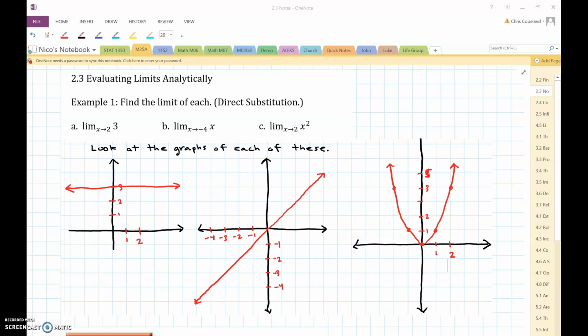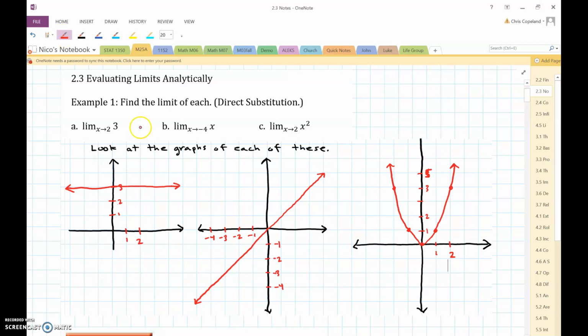All right, 2.3, evaluating limits analytically. Example 1, find the limit of each using direct substitution. So there's a bunch of methods that we can use to analyze a limit and figure out the answer.